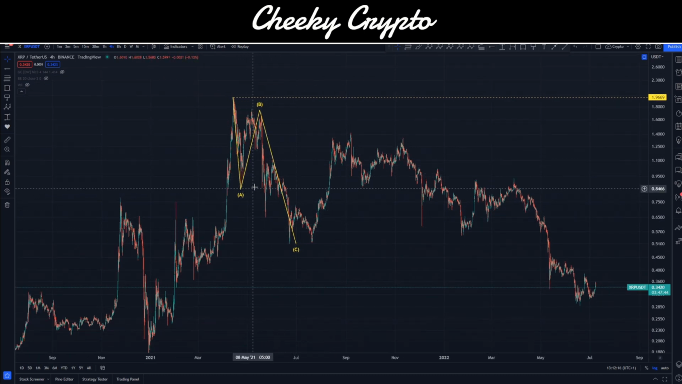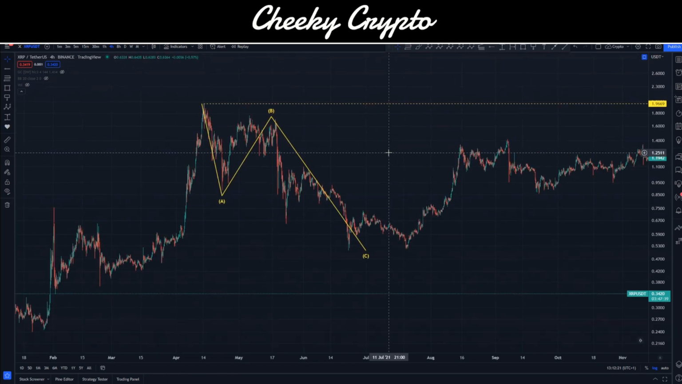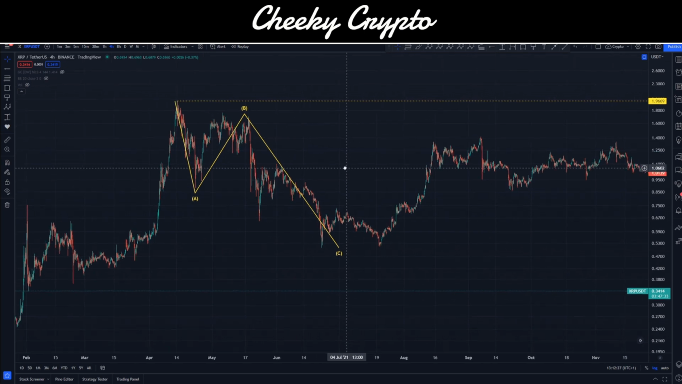Now, for the most part, we've got overlap. When it comes to Elliott Wave theory, overlap is all corrective. You're in a trend, you don't tend to find overlap unless, of course, you're in a diagonal move, which is more complex.